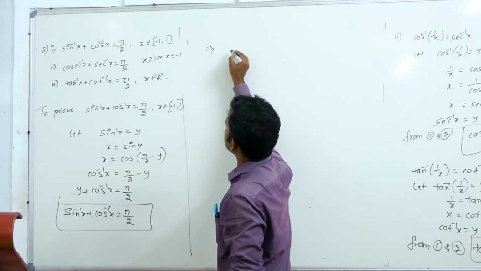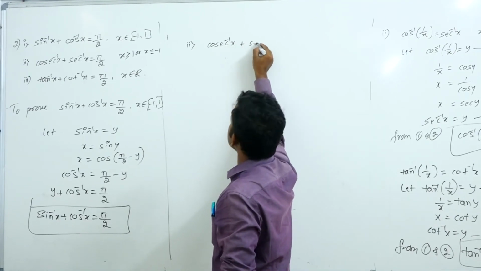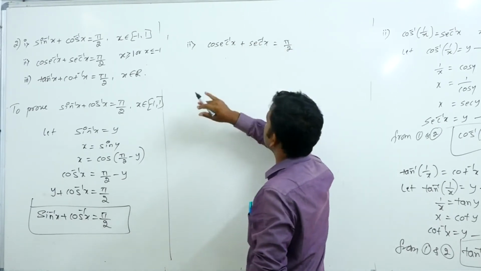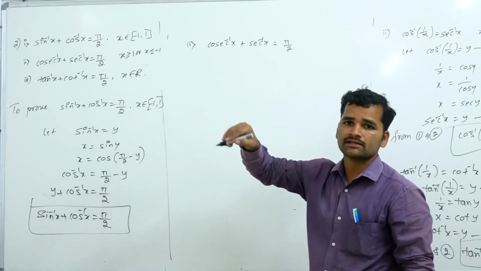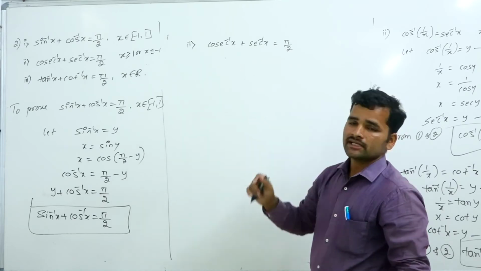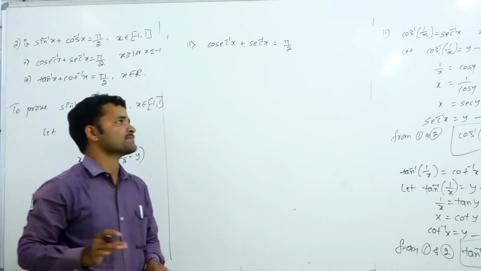Second property we are solving here, that is cosecant inverse of x plus secant inverse of x is equal to pi by 2. This is valid when x values are greater than or equal to 1 or less than or equal to minus 1. For those x values only, these cosecant inverse and secant inverse are defined. X values should take only those.